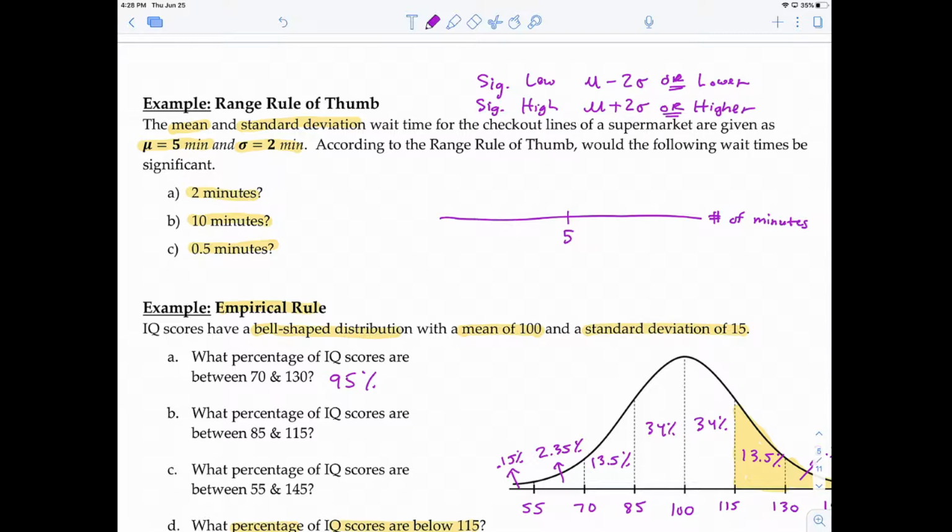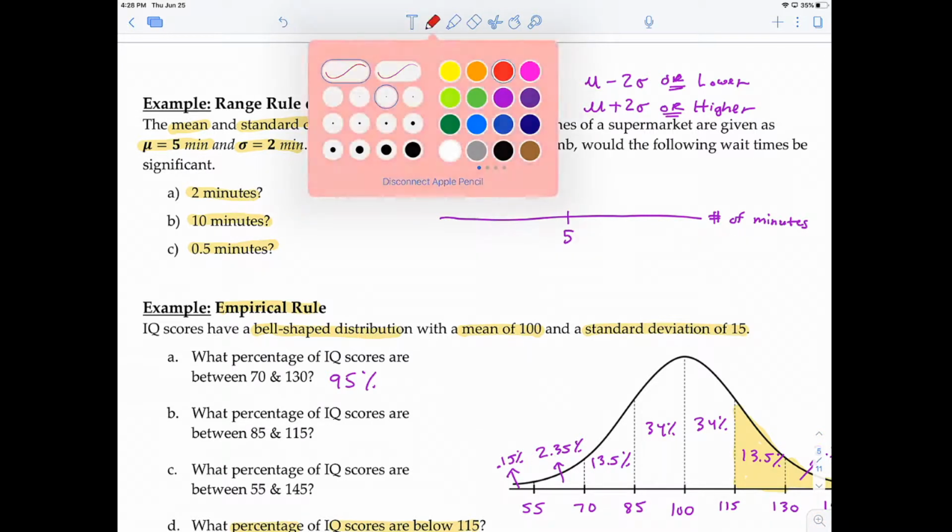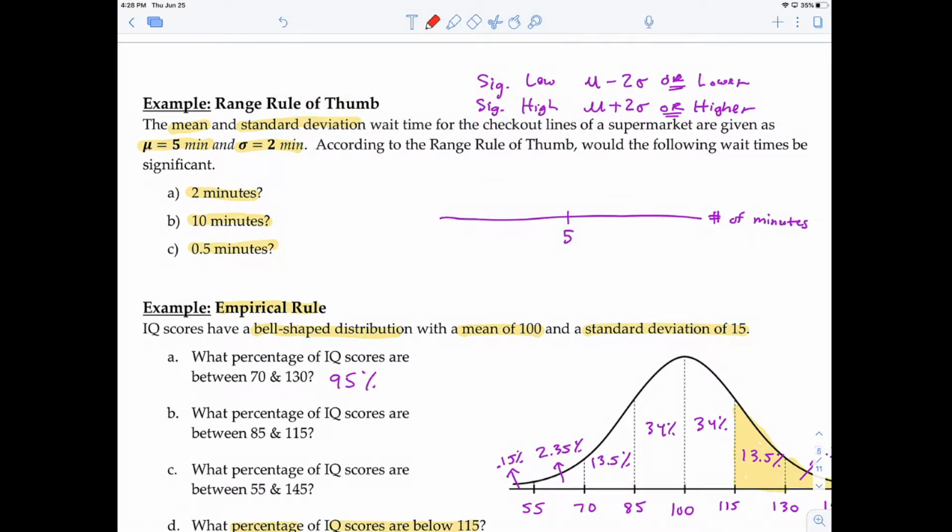Okay, there's a couple ways we can do this. It's easier for most students to view it as 2 standard deviations to the right. I'm just going to jump 1, 2 standard deviations, where each of these is plus 2, since 1 standard deviation is 2. That means the cutoff point for significantly high is 9 minutes or higher. And likewise, do 1, 2 to the left: subtract 2 each time, and we end up at 1 minute.